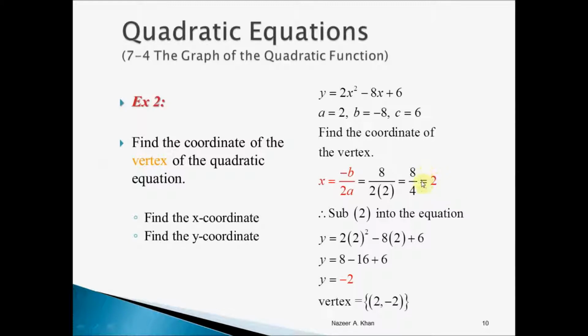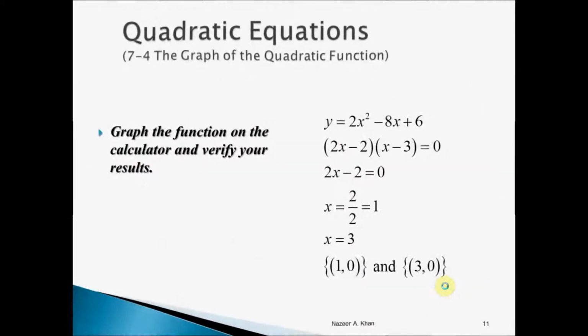Let's go and plug that back into the original equation, and I've done that right here. I plug the x value into there, and then work out the y value. So when I look at this, we have 4 times 2 is 8, minus 16 will give you minus 8, plus 6 will give you minus 2, and that's what this is. So we have 2 for the x, minus 2 for the y. We have our vertex. Let's go and get our roots.